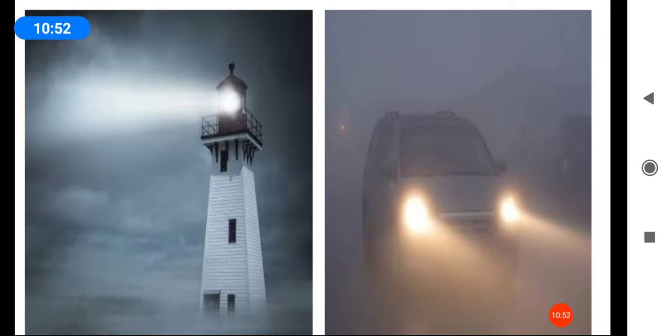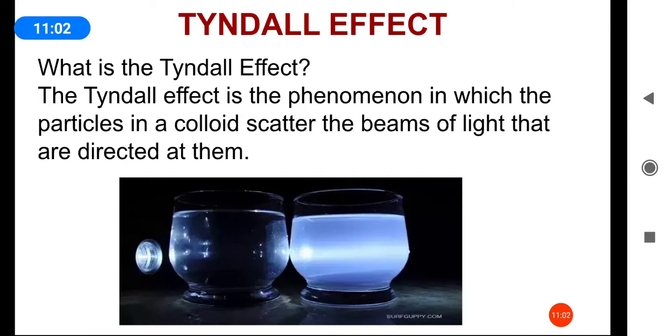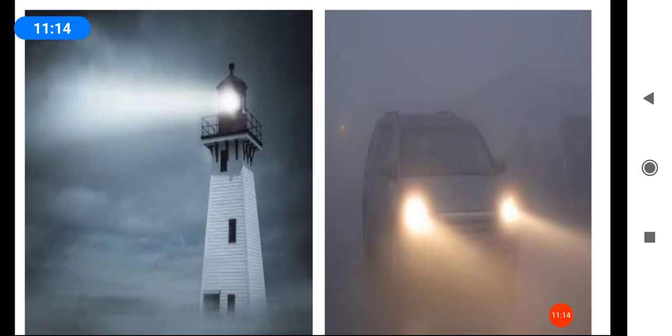Here are some examples of the Tyndall effect. Milk is a colloid that contains globules of fat and protein. When a beam of light is directed at a glass of milk, the light is scattered. This is a great example of the Tyndall effect. When a beam of light from a lighthouse passes through a foggy environment, the path of the light becomes visible. The water droplets in the fog are responsible for the light scattering.